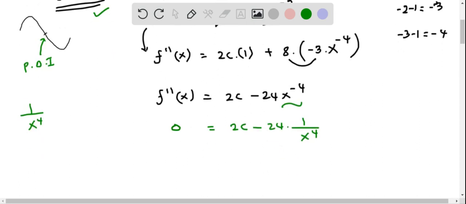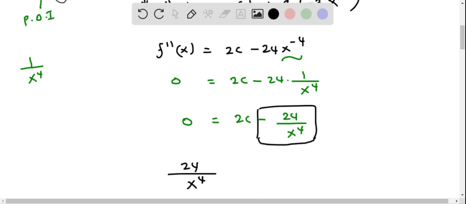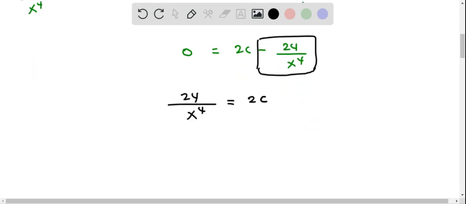So I'm going to substitute f double prime of x equals 0. We have the equation 0 equals 2c minus 24 over x raised to the power of 4. I'm going to add this quantity on both sides, so I will have 24 over x raised to the power of 4 equals 2c. Now divide both sides by 2 so that we get c on the right side.